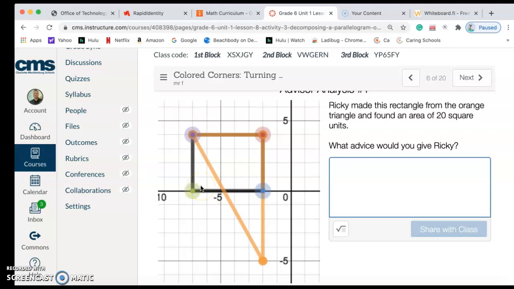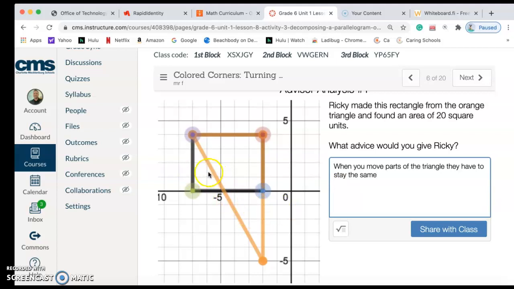Would that be correct? Are they congruent? Well, I could look at this and say this is 1, 2, and this is 1, 2, 3, 4. But this is 1, 2, 3 squares wide. 1, 2, 3, 4, 5. So what I would suggest telling Ricky is when you move parts of the triangle, they have to stay the same. Okay? So this triangle would have to be the same as this.